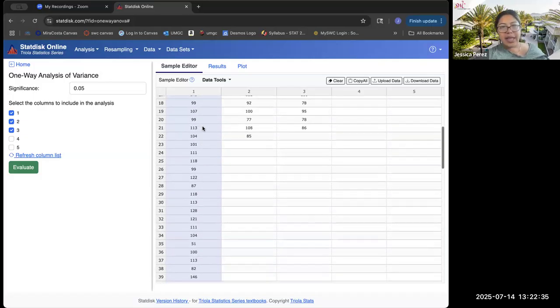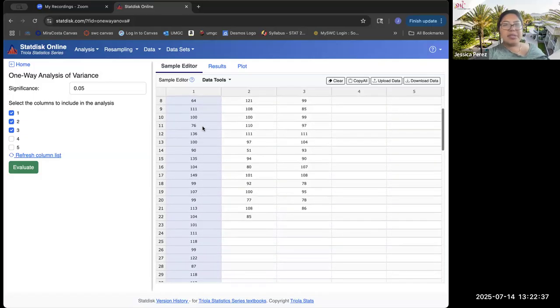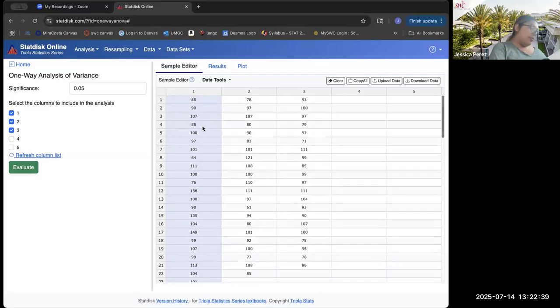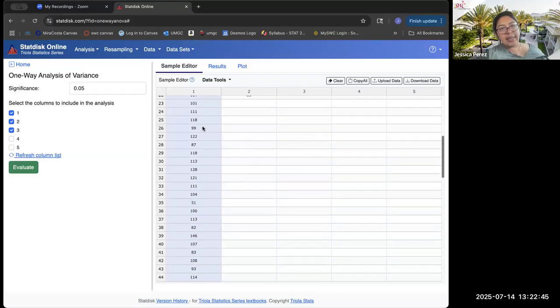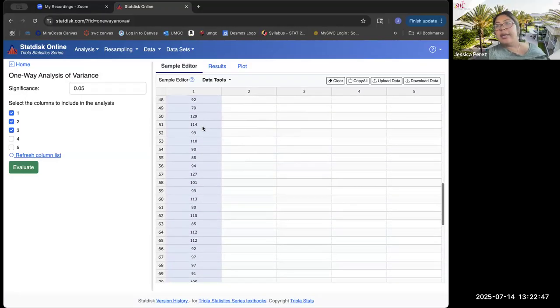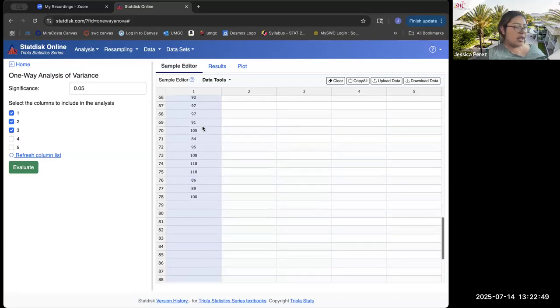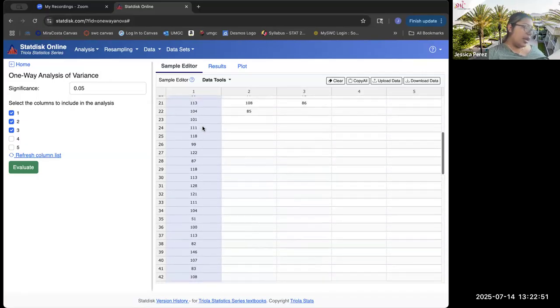So this is from slide 11. The data from slide 11 is right here. Slide 11 from section 11.1 is exactly all of this data. You have to input all of the data. Then you're going to go to slide 12.